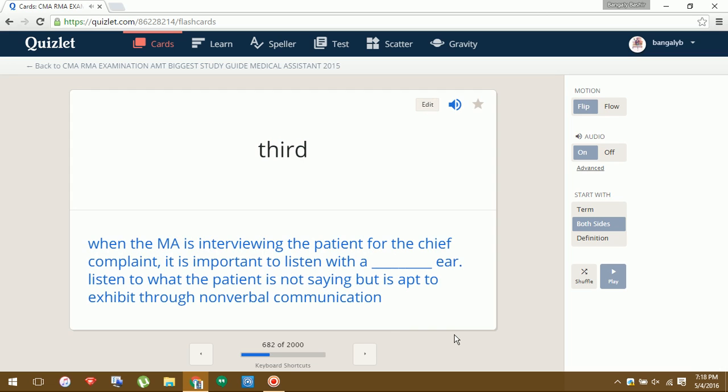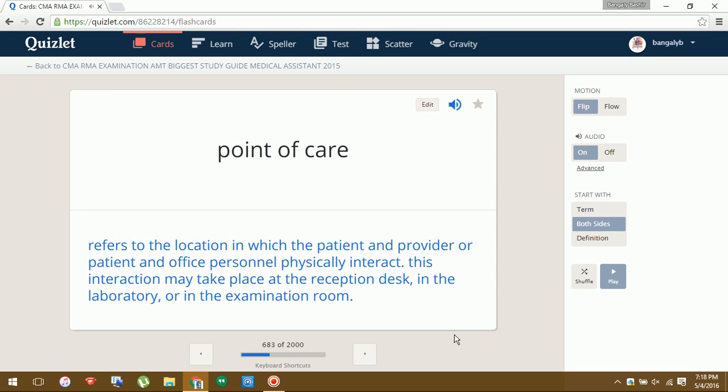3rd. When the MA is interviewing the patient for the chief complaint, it is important to listen with a blank ear. Listen to what the patient is not saying but is apt to exhibit through nonverbal communication. Point of care refers to the location in which the patient and provider or patient and office personnel physically interact. This interaction may take place at the reception desk, in the laboratory, or in the examination room.